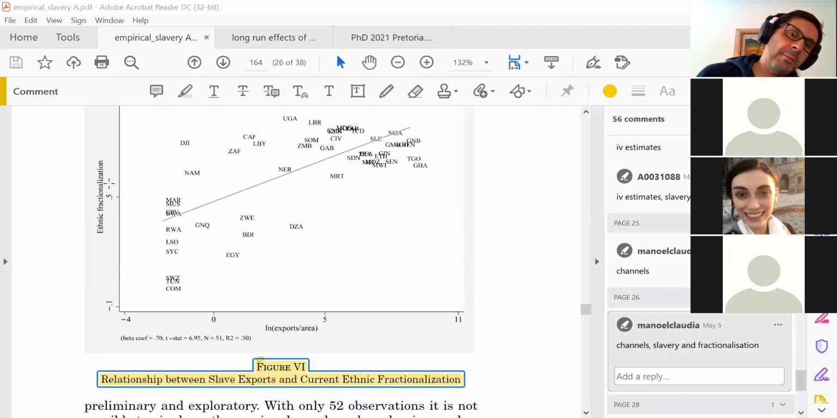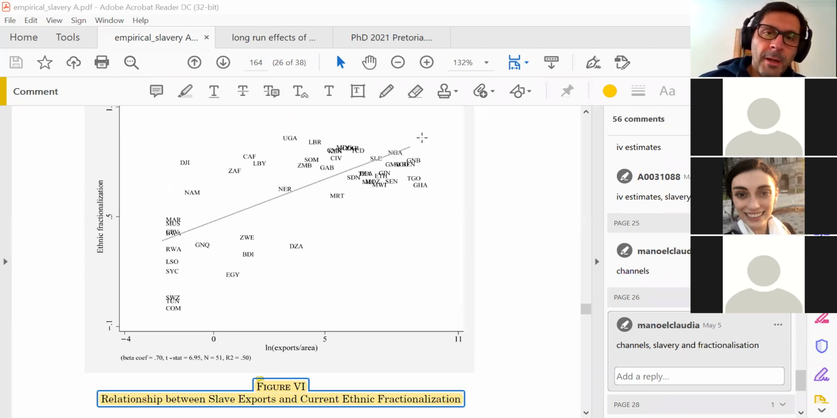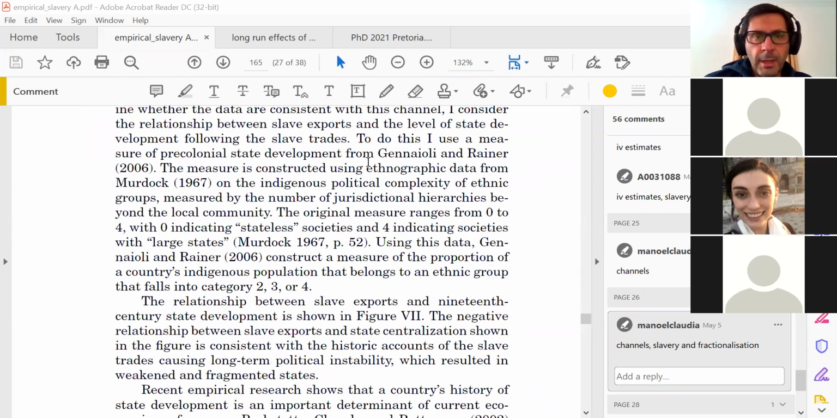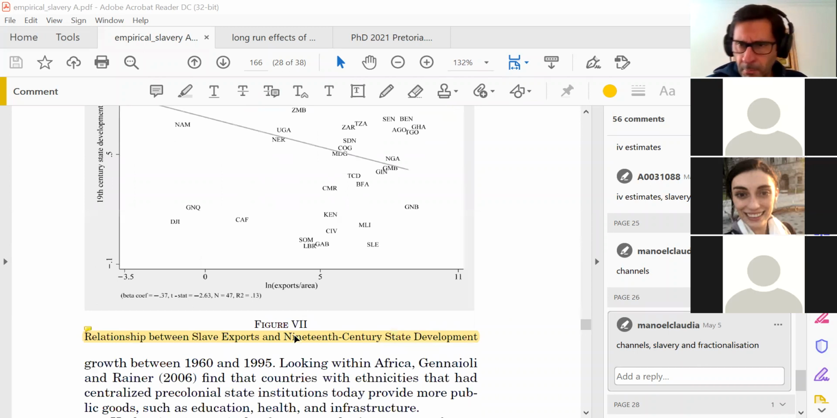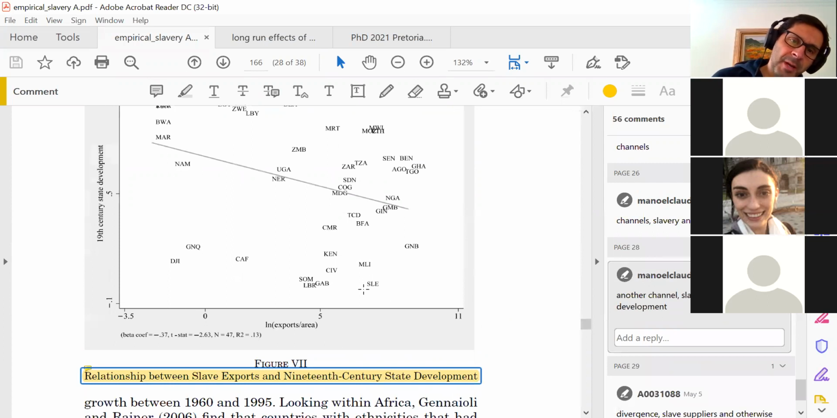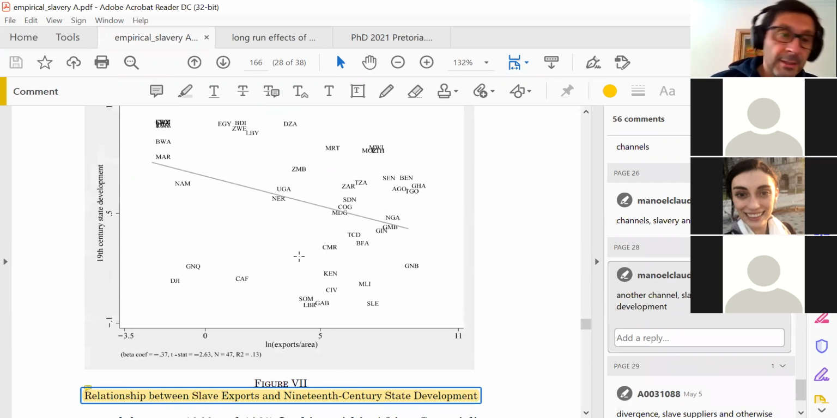Okay, let me quickly, because that's why we had this conversation, because of ethnic fractionalization, right, folks? And you see that the most ethnically fractionalized countries are, you see Nigeria there, you see Ivory Coast, you see Gabon, and so on and so forth. And another channel, slavery and state development. Number of slaves exported on the horizontal axis against 19th century state development. And you can see that the correlation is negative.